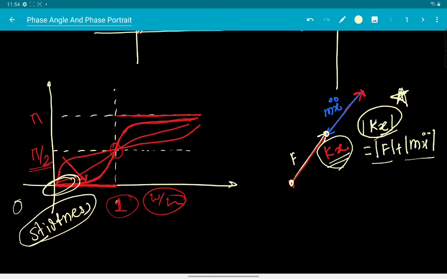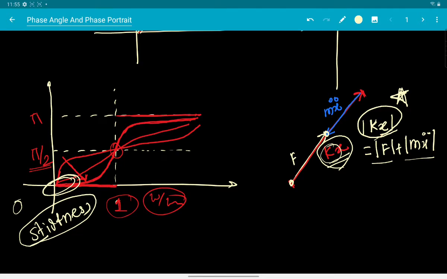Since you know that stiffness has a linear relationship between displacement and force, displacement is in line with force. There is no change in angle between force and displacement whenever you have stiffness dominance. And scaling will be, this k will be the scaling factor. This is what is the stiffness dominant region.